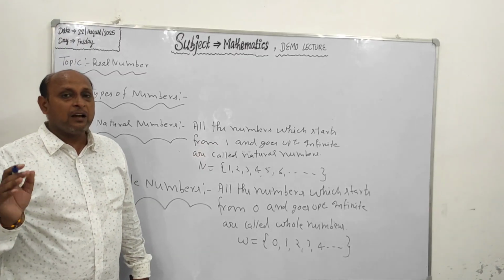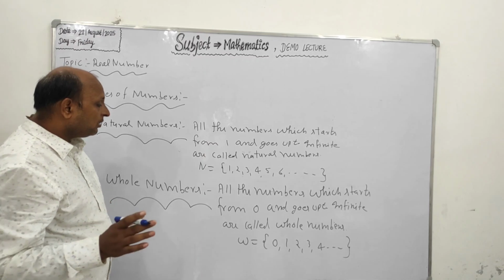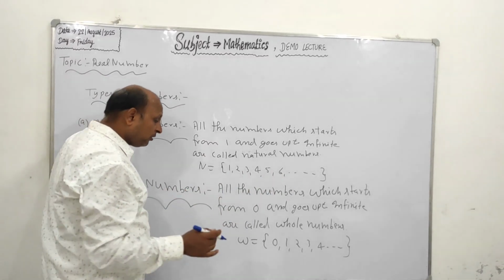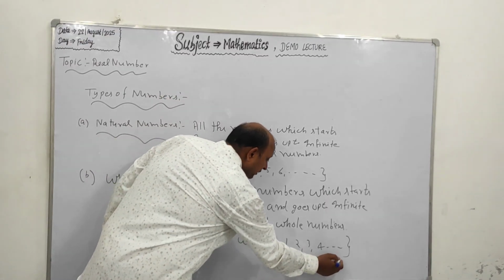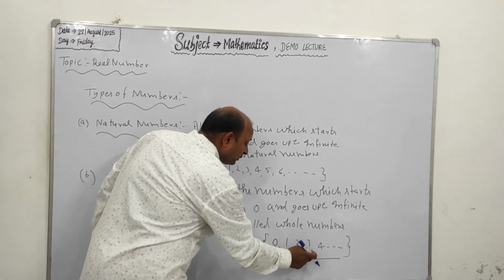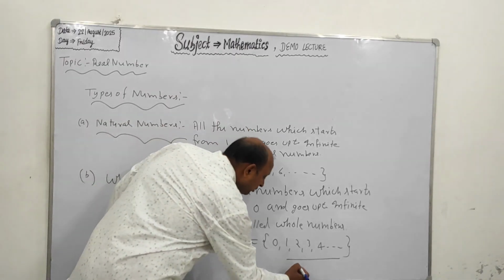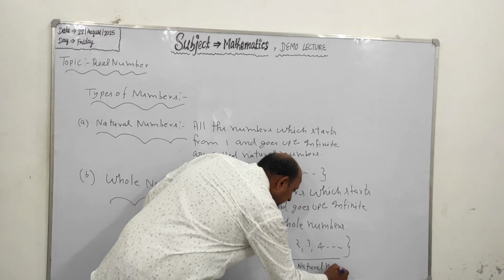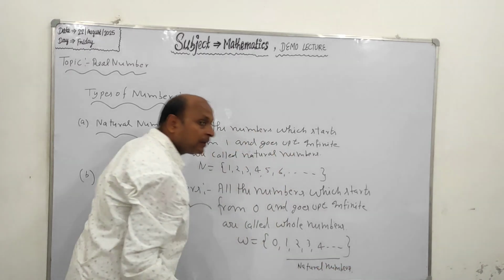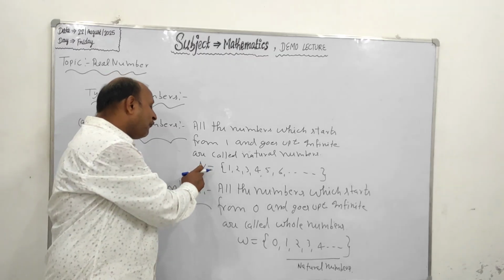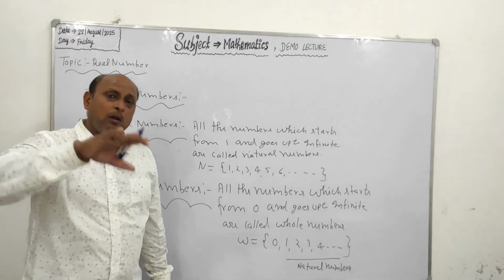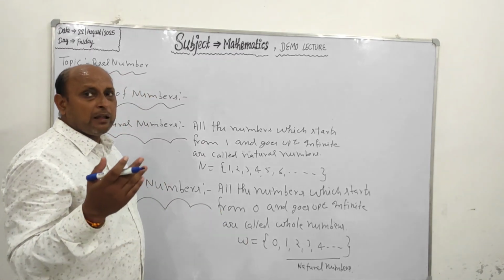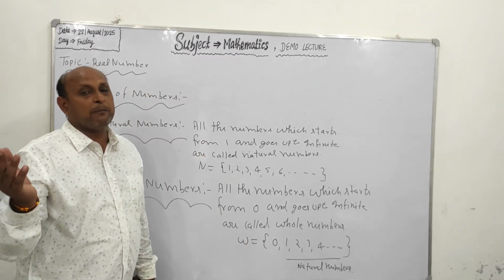Students, you can see that the set of natural numbers is also a part of whole numbers. 1, 2, 3, 4, these are also natural numbers. So we can say that every natural number is also a whole number, but every whole number is not a natural number.